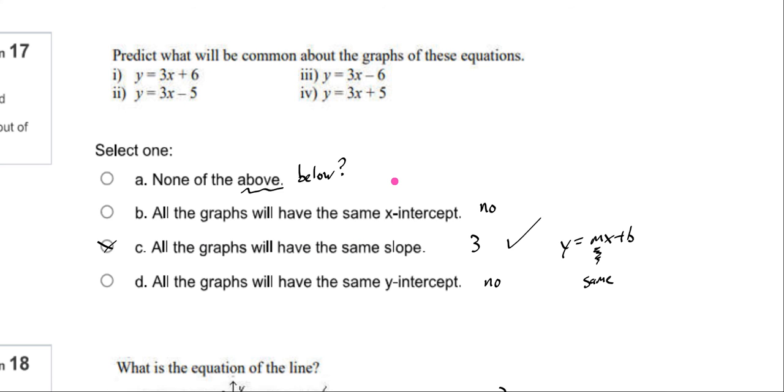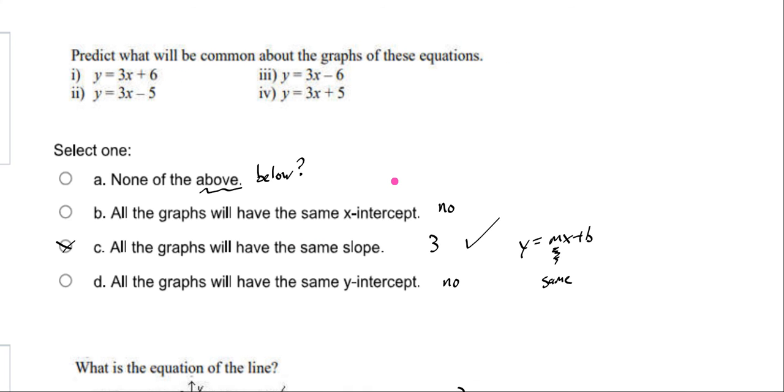Next, predict what will be common about the graphs of these equations. y equals 3x plus 6, y equals 3x minus 5, 3x minus 6, and 3x plus 5. So it's the same x term, just with positive or negative 6 or positive or negative 5 in there. This says none of the above. That's a scrambling questions issue. Just means none of the other choices, I hope.